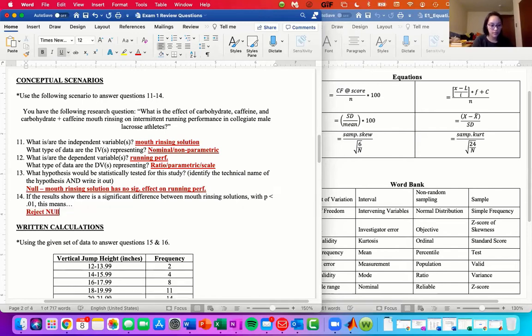Reject the null. I had a stats teacher. She was Chinese, and she would always be like, reject the null. And I loved it, so I always say that now. But anyways, reject the null.